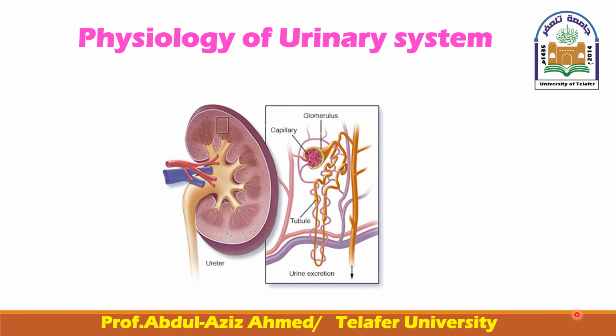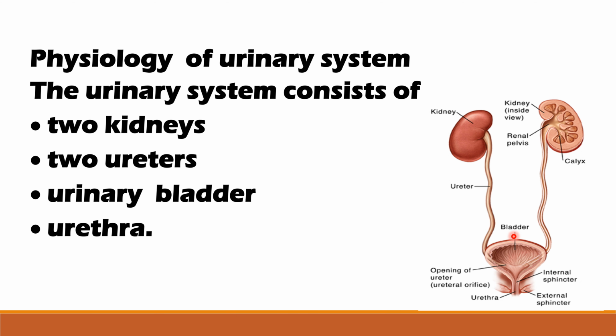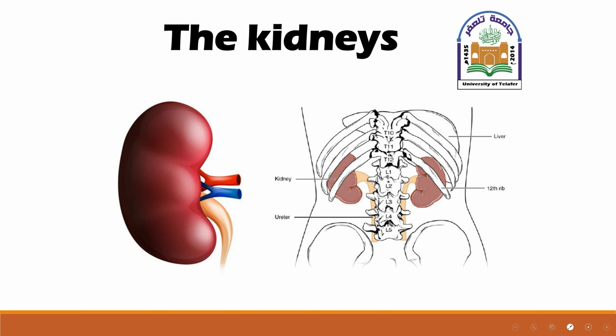Anatomically, the urinary system consists of two kidneys and two ureters, single urinary bladder and single urethra. The most important organ of this system is the kidney. Each kidney is a bean-shaped structure weighing about 150 grams.